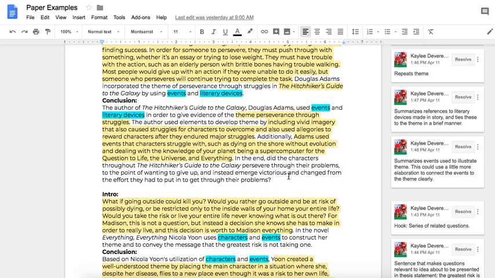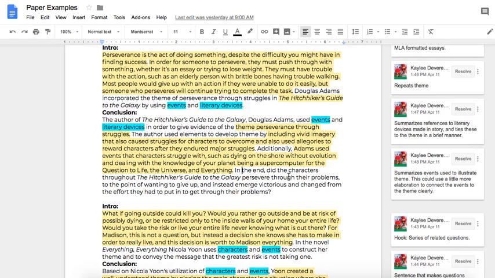So he's left us with a question or something to think about, okay? And so now you can see how we've got perseverance here, we've got a theme, and we've got elements. And then here we talk about actual examples of perseverance from the book that the author used the elements to help show us the theme, okay?